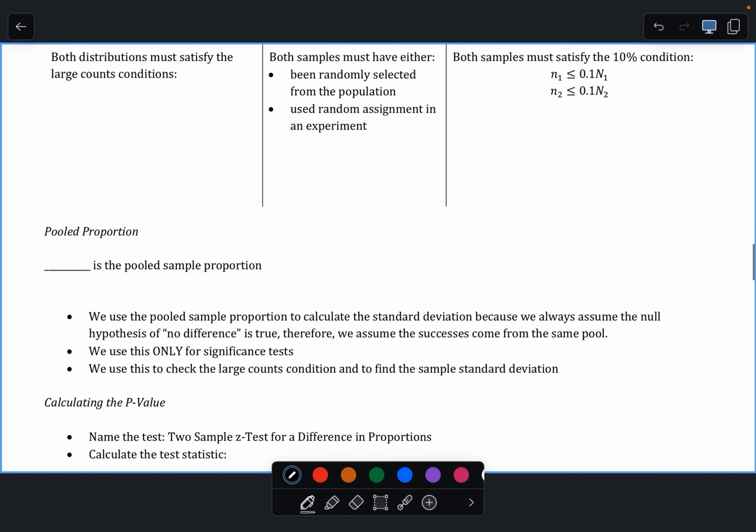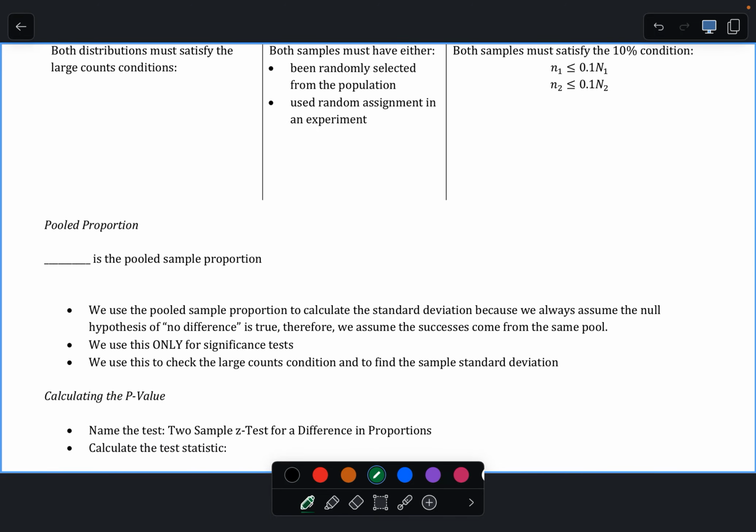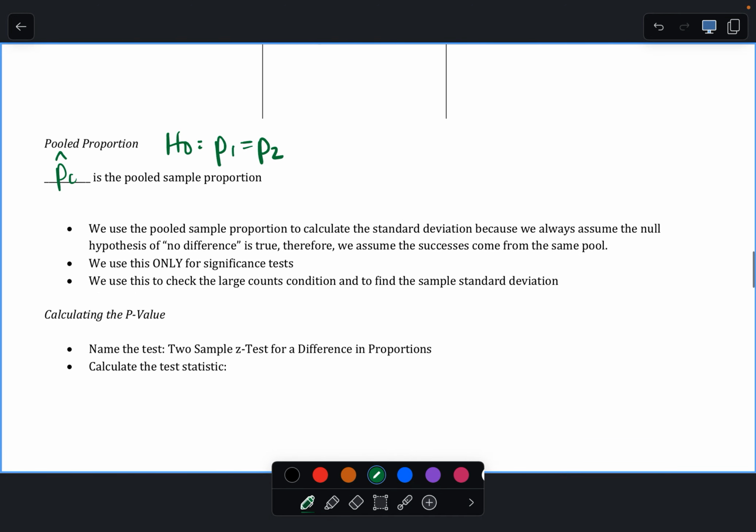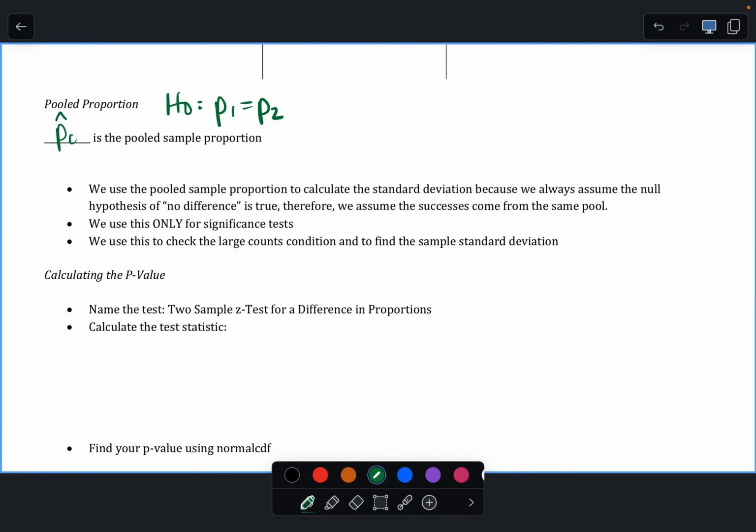So if the null is true, so if H0 P1 is equal to P2, that indicates that there is no difference between the two populations. They are the same. P1 is equivalent to P2. So what we do in the case of P1 equals P2 is we use something called P pooled, and I'll come back up to the conditions in just a second.